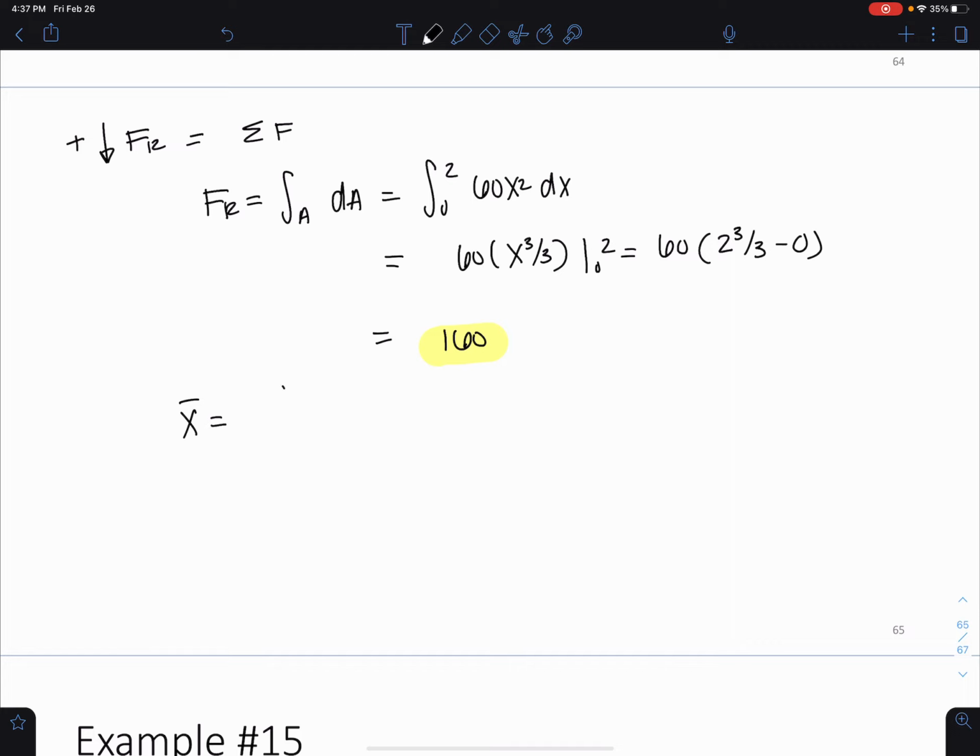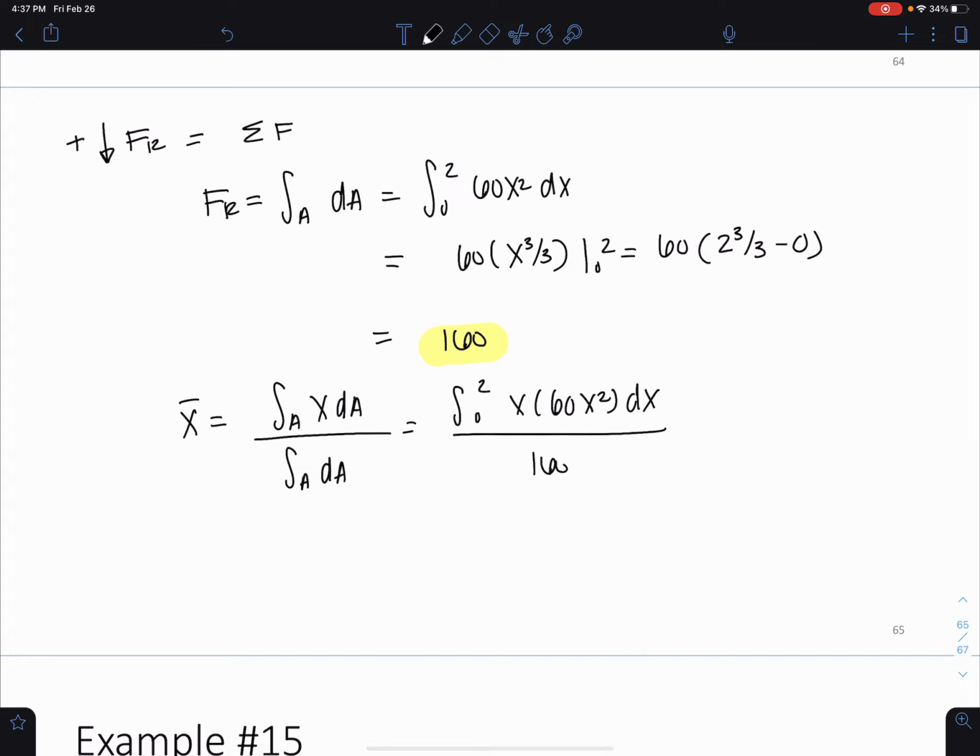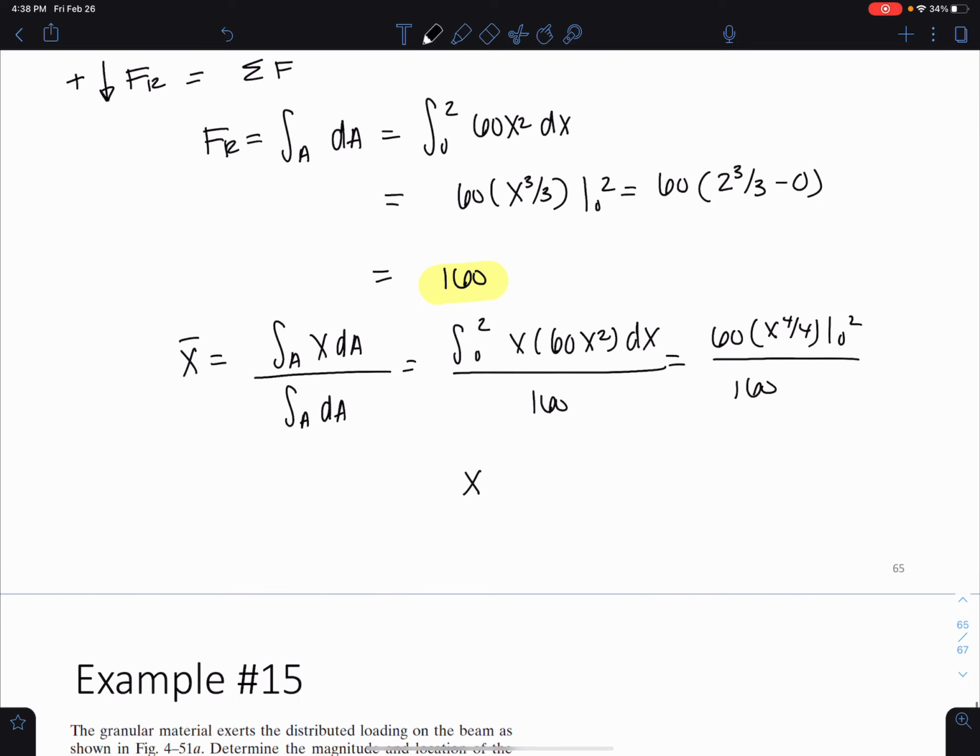Okay, and if I want to know where that load acts, I just plug it into my formula for the geometric centroid, which is the integral over the area of x dA divided by the integral over the area of just dA. I would get the integral from 0 to 2 of x times the function. This is like the force times the moment arm, divided by the 160 that I just solved for. I end up getting 60 times x to the 4th over 4 integrated from 0 to 2, divided by 160. And I can solve for my x bar as 1.5 meters. And that's pretty much it.